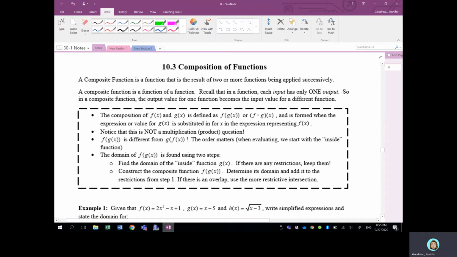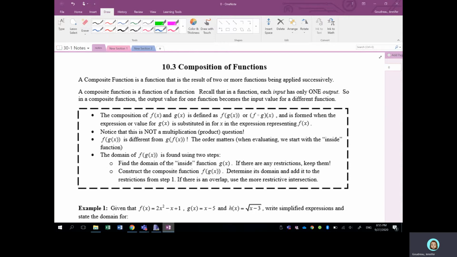In 10.3, we're going to talk about the composition of functions. So we are still taking multiple functions and putting them together to create a new one. However, we are not going to put them together using a traditional operation like adding, subtracting, multiplying, and dividing. We are putting the functions together a bit differently.